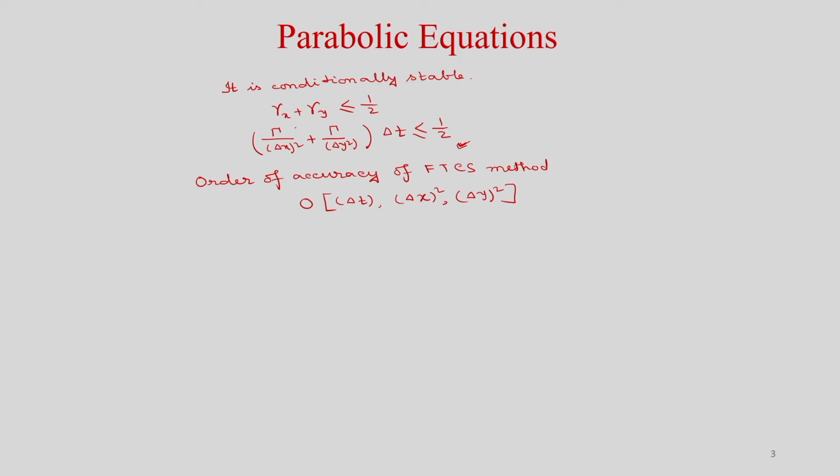Now let us take backward time and central space, which is the implicit method, and obviously you know that the implicit method is unconditionally stable. So, you can choose a higher time step value. So now we will use the implicit method, with backward time and central space.